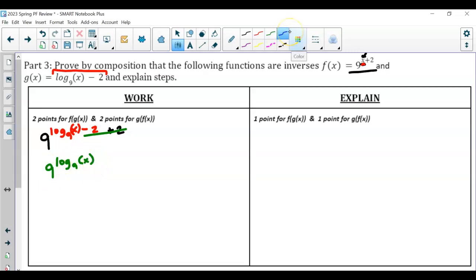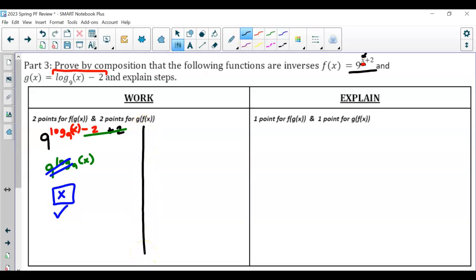Well, now notice we have a log property. The bases are the same. When the bases are the same, they cancel each other out, and we bring down the exponent that's left, which is just x. So notice how by using composition, we're left with x, which that's what we need if they are inverses.